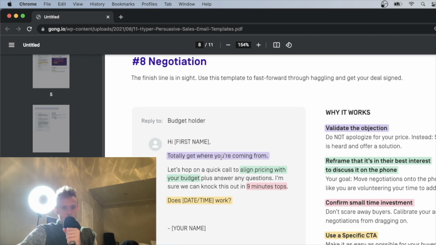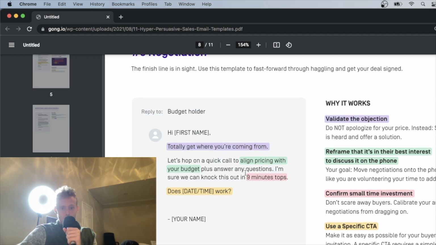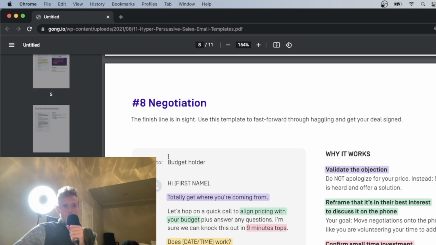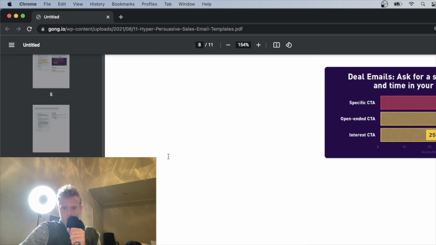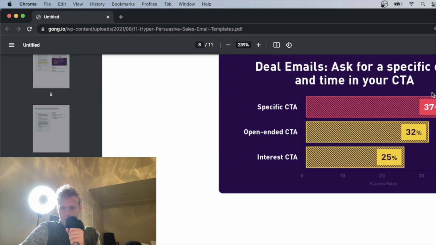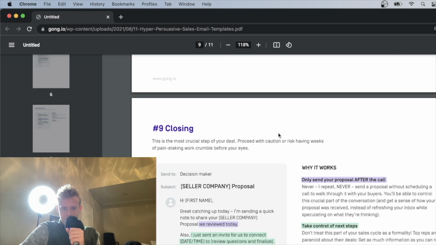I like that, guys. I have used this and it works. I don't know if I would do 9 minutes, maybe do 10 or 15, but this is good. Also, never give discounts via email. Always set up time to talk and say, if I give you this discount, then I expect you to sign by XYZ date. We got some deal emails, ask for a specific time. I like that right there.